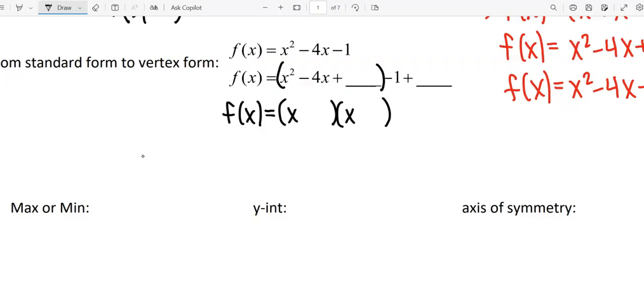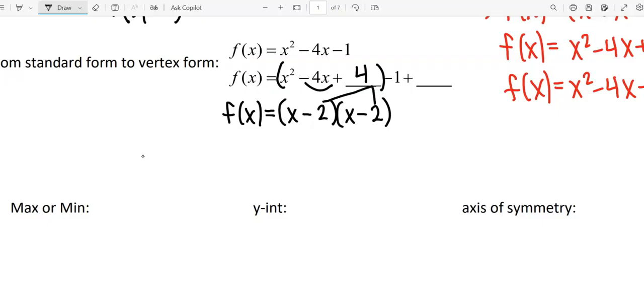X, and then how do I get negative 4x? It has to be the same because it's a square. Minus 2 would get me negative 4, yes? And then how do I fill in that blank? Yeah, negative 2 times negative 2 is positive 4.